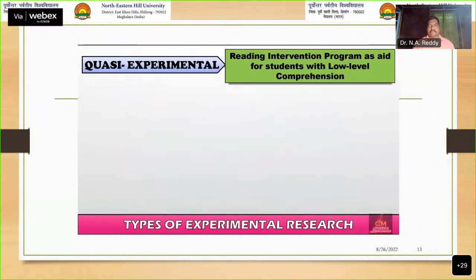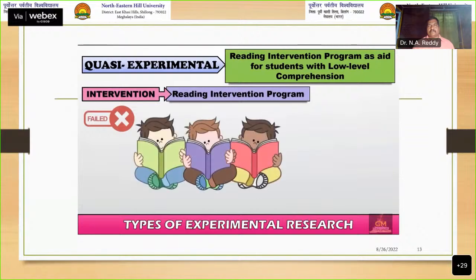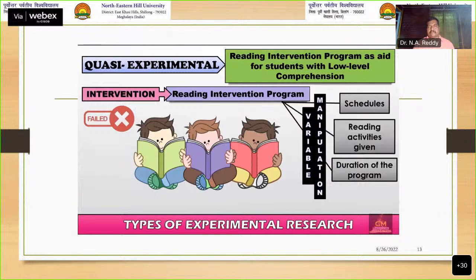From there, we proceed with the intervention, which is the reading intervention program for this particular example. Once the participants have been identified, they shall undergo the reading intervention program, which can further be manipulated through the duration of the program, the schedules given to the students, the reading activities given, and the teaching strategy that is used.